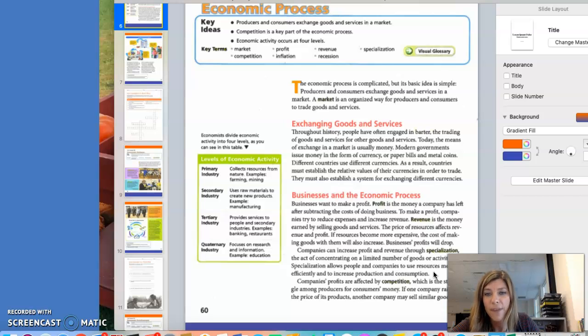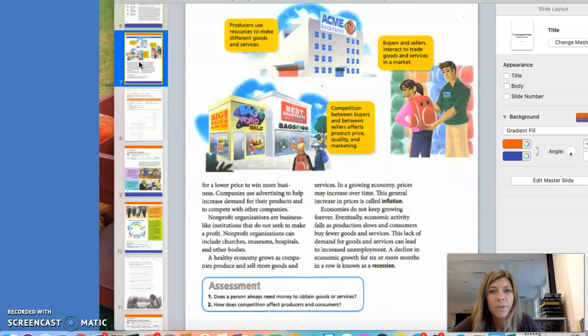Companies' profits are affected by competition, which is the struggle among producers for consumers' money. If one company raises the price of its products, another company may sell similar goods for a lower price to win more business. So competition, for example, with my volleyball camps, if there were other camps around me, I need to figure out what's going to make mine better than someone else's and why people would want to come to mine versus another camp. Okay?